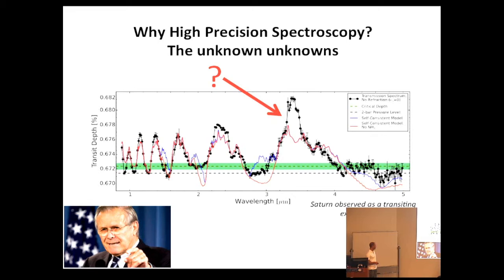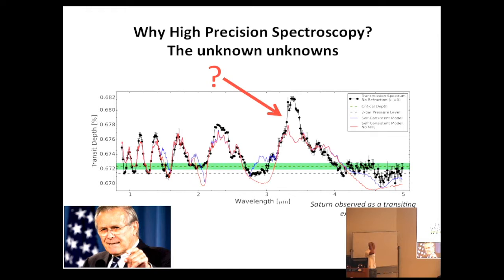This is Saturn observed as a transiting exoplanet with Cassini, Dalba et al. You have a very high quality spectrum here, and the red and blue lines represent different models for Saturn. We should understand Saturn's atmosphere pretty well and should be able to predict these spectral features pretty well. But here is a very strong spectral feature, surprisingly corresponding with, for example, one of the Spitzer-IRAC bands. And so this is an unexpected chemical species in the atmosphere of Saturn giving a strong spectral feature.